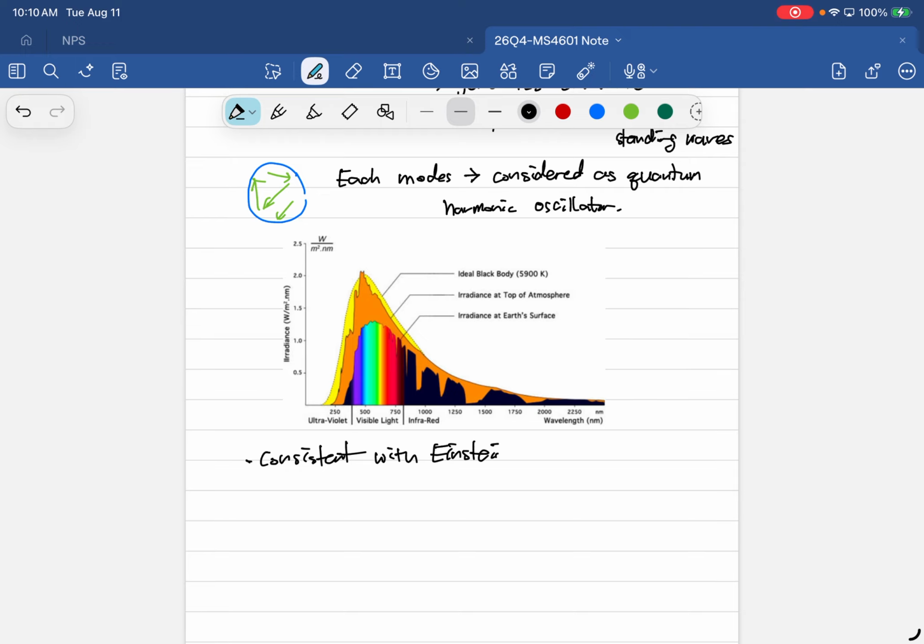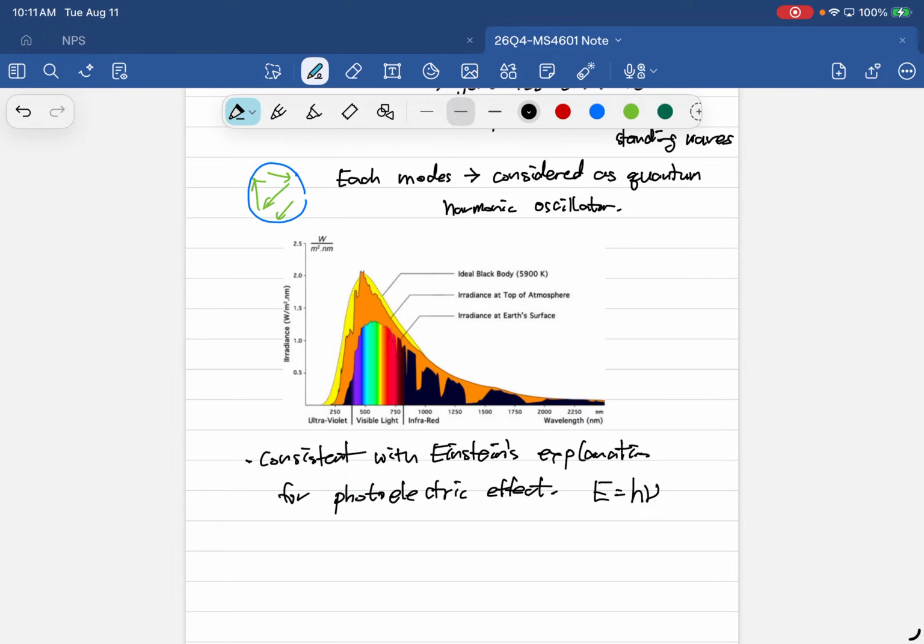Einstein's explanation for the photoelectric effect. So what was his idea? The energy of an electromagnetic wave is essentially given as h nu, right? This is essentially one photon, but obviously if you consider many photons, you just add them up, right? 2h nu, 3h nu.